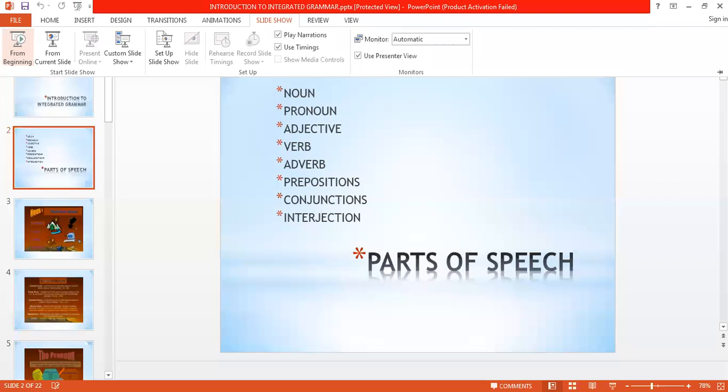Next comes indefinite pronouns. Sometimes we do not indicate someone particular. We say anybody, or we say each, either. We say none has come. So here we are not denoting someone particularly. We are generally pointing out someone. So such kind of pronouns are called indefinite pronouns.